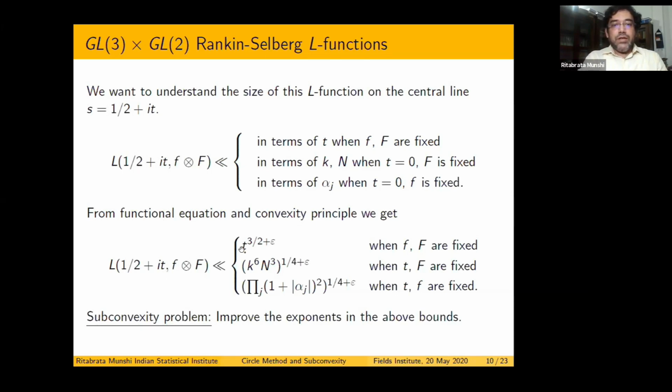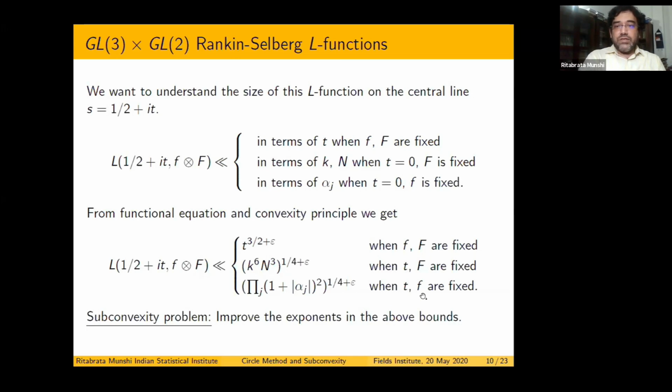And T to the power 3 by 2 is actually 1/4 of T to the power 6. T to the power 6 to 1/4 is T to the power 3 by 2. So this is the convexity bound. And if I fix T and capital F, then K to the power 6 n cubed is the conductor of the function, and the 1/4 of that is the convexity bound.